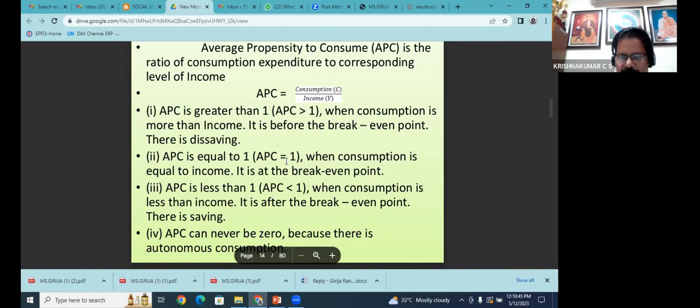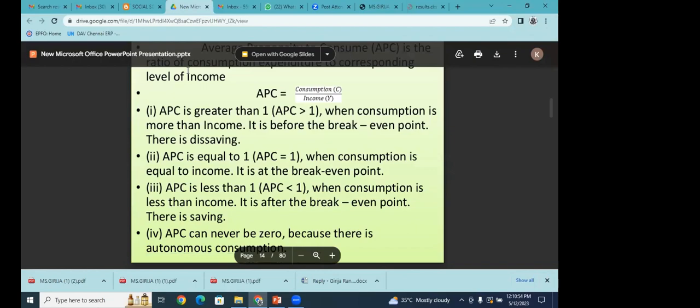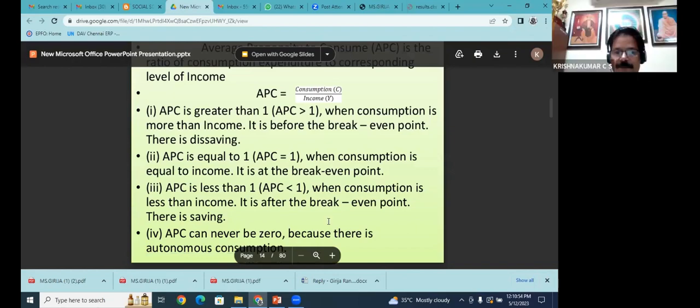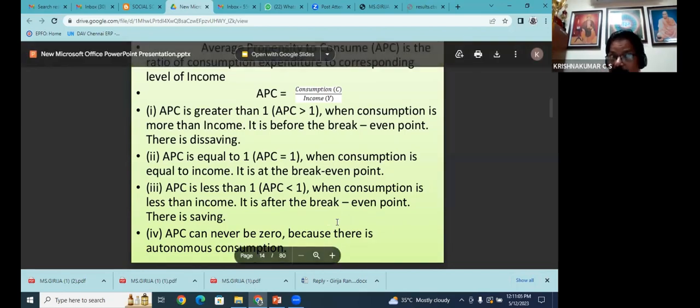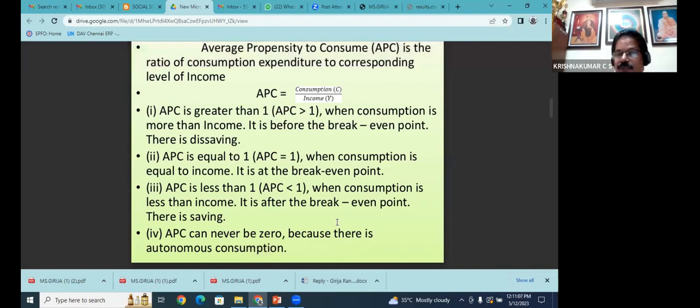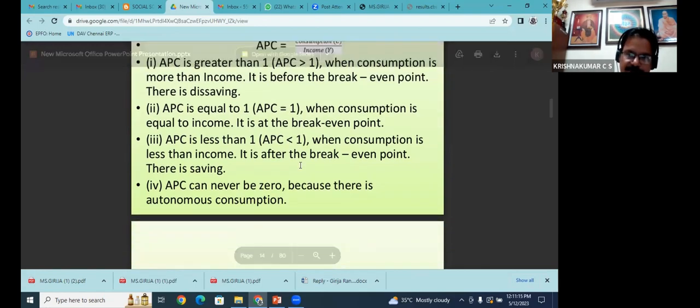Shall we proceed or any doubt regarding APC? Teachers, do you have any other doubt regarding APC? No, sir. Okay. Sir, please, anything additional or extra you want to contribute? That also you can do. If you have any points to say, please tell so that we all will get benefited out of that. Okay, we'll continue.